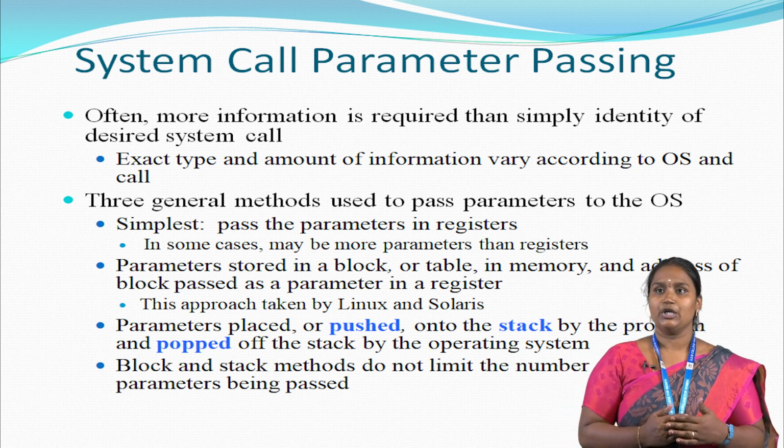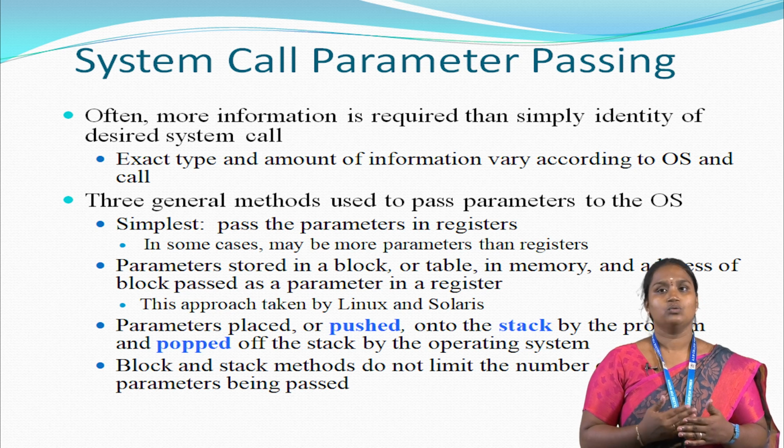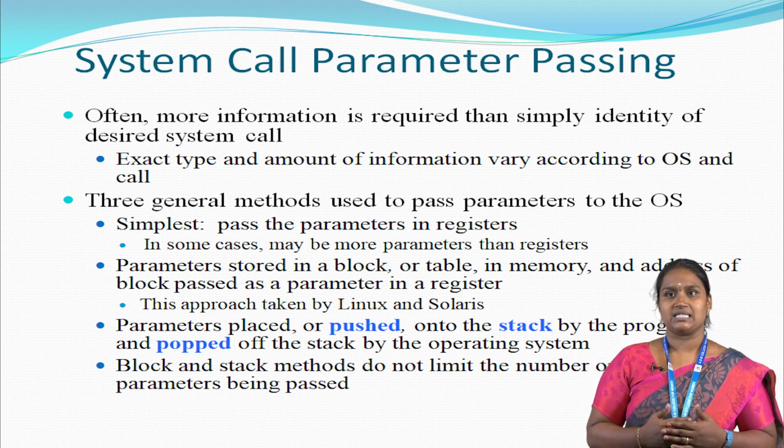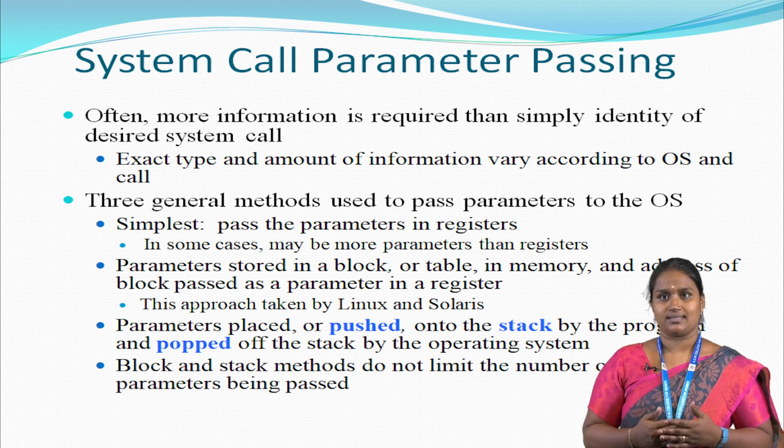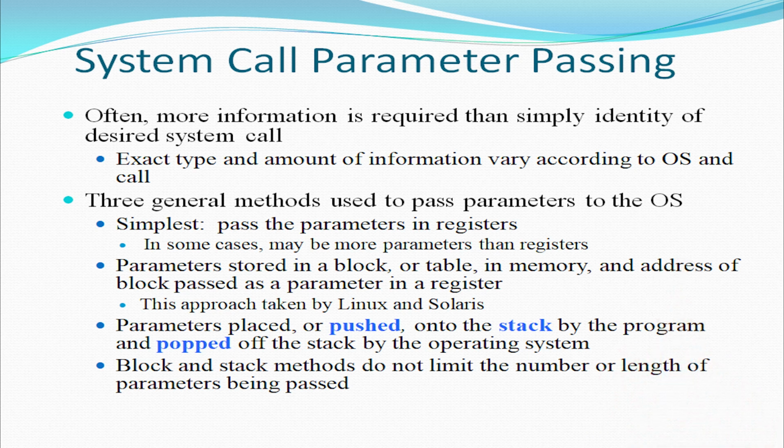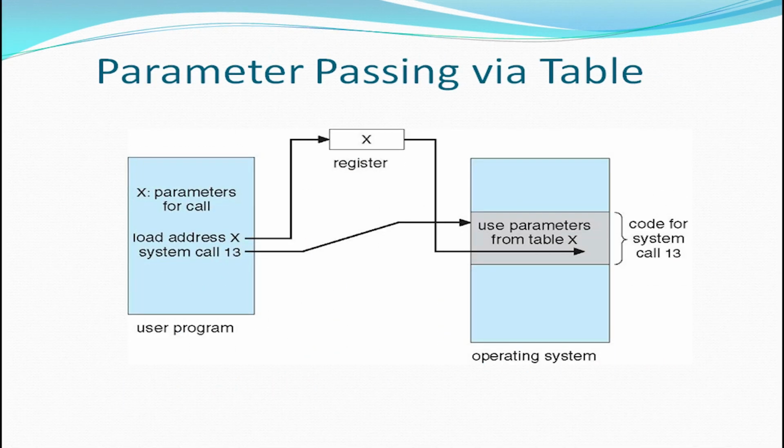Three general methods are used to pass parameters to the operating system. The simplest is to pass the parameters in registers. Another is to store the parameters in a block or table in memory, and pass the address of the block as a parameter in a register. The third is to have parameters placed, or pushed, onto the stack by the program and popped off the stack by the operating system. The block and stack methods do not limit the number or length of parameters being passed. Parameter passing via table.